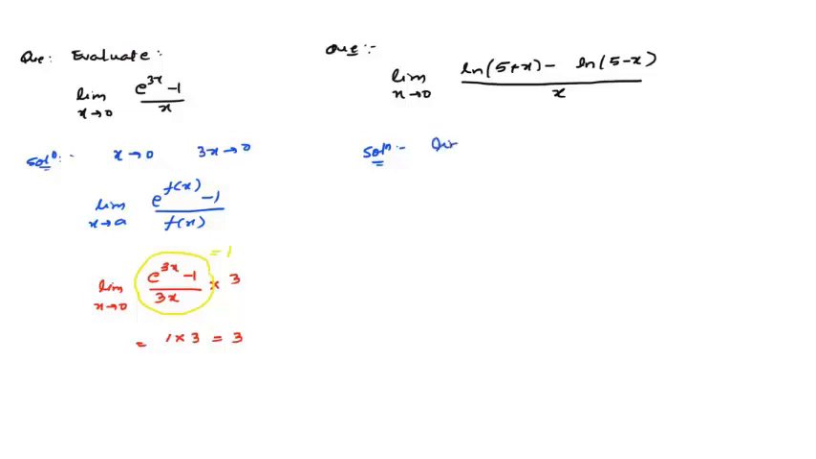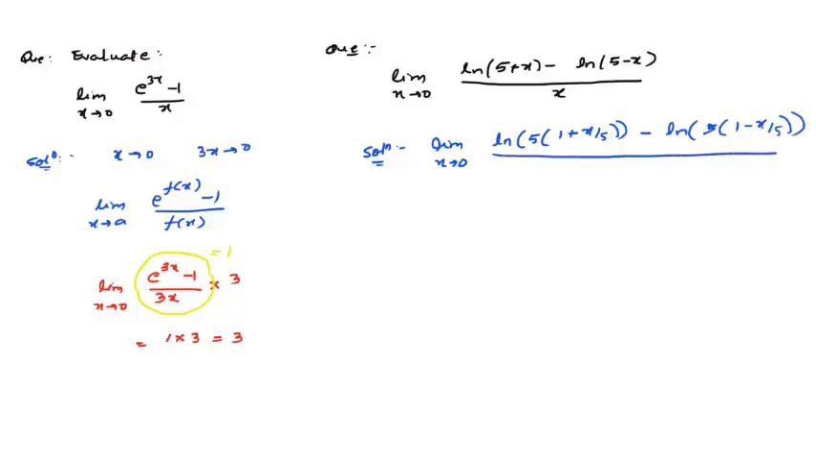So what we have is limit x tending to 0. In the first one, we have ln of (5 plus x). What we can do is take 5 common inside, and we'll get 1 plus x by 5. Similarly, we can take 5 common here also. We'll get ln of 5 times (1 minus x by 5), and the whole divided by x.